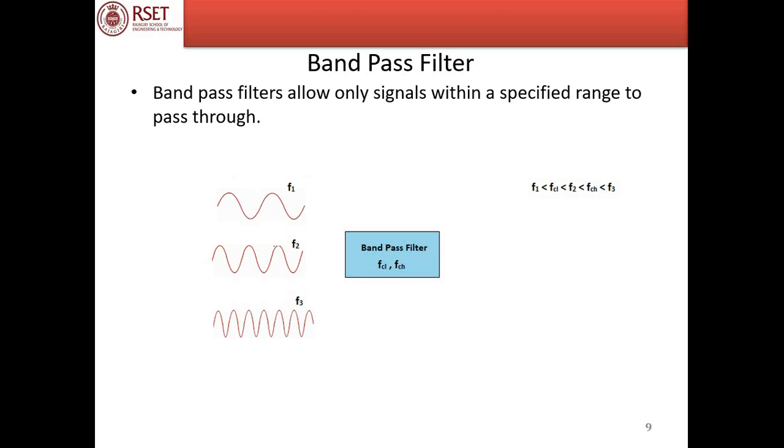Now we know that a band pass filter allows only signals with frequencies between FCL and FCH to pass through, which means it is clear that out of these three input signals, this band pass filter with lower cutoff frequency FCL and upper cutoff frequency FCH will only let the second signal with frequency F2 pass through.